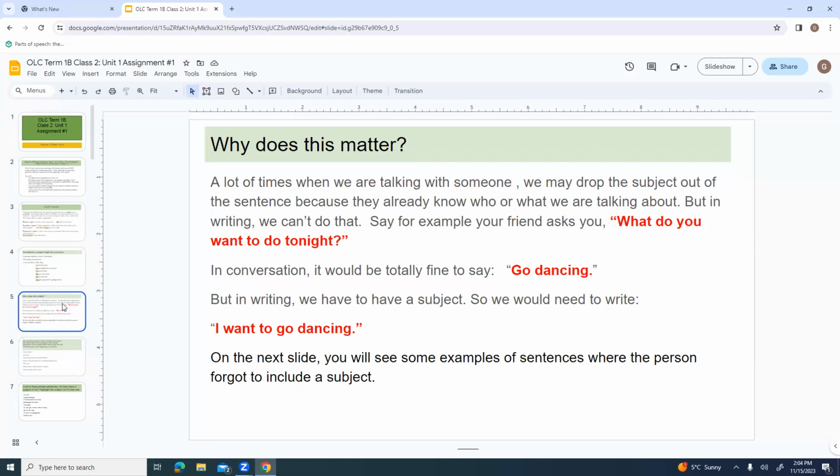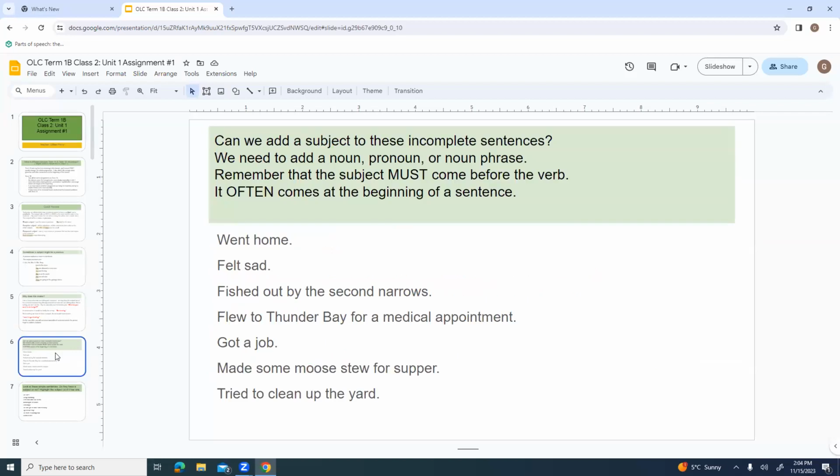So on the next slide, I'm going to show you some examples of sentences where the person forgot to include the subject. We're going to look at these and think about how we could add a subject to these incomplete sentences. We need to add a noun or a pronoun or a noun phrase. Remember that the subject has to come before the verb, and it's very often at the beginning of the sentence. Not always. Sometimes there can be a little phrase in front, but you can see these all start with a verb. That's not very common in English, okay?